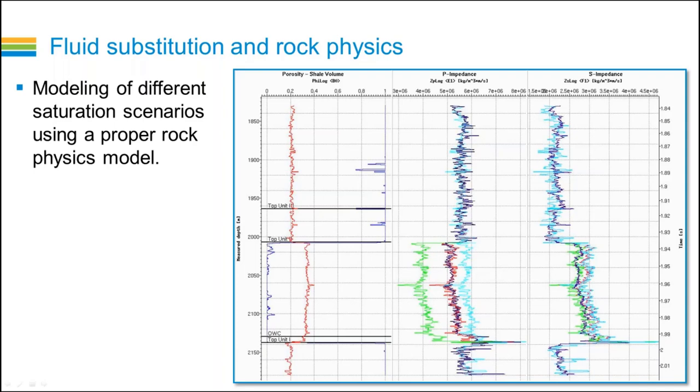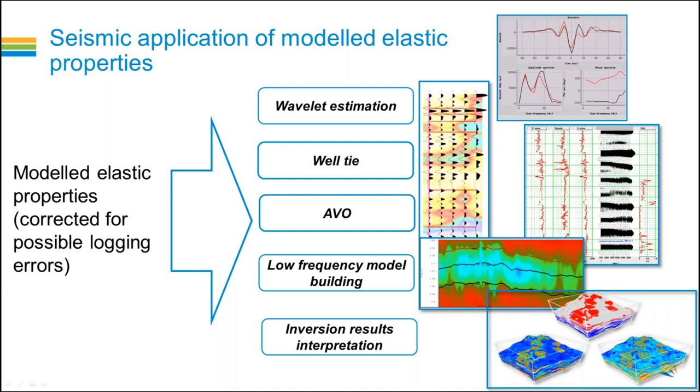So in general I can say, if you have a final or tuned rock physics model with its parameters, then you will have many more opportunities in the next step, the characterization. One of them that I showed you quickly is the wavelet estimation. Another one is that you will have an improved well tie.